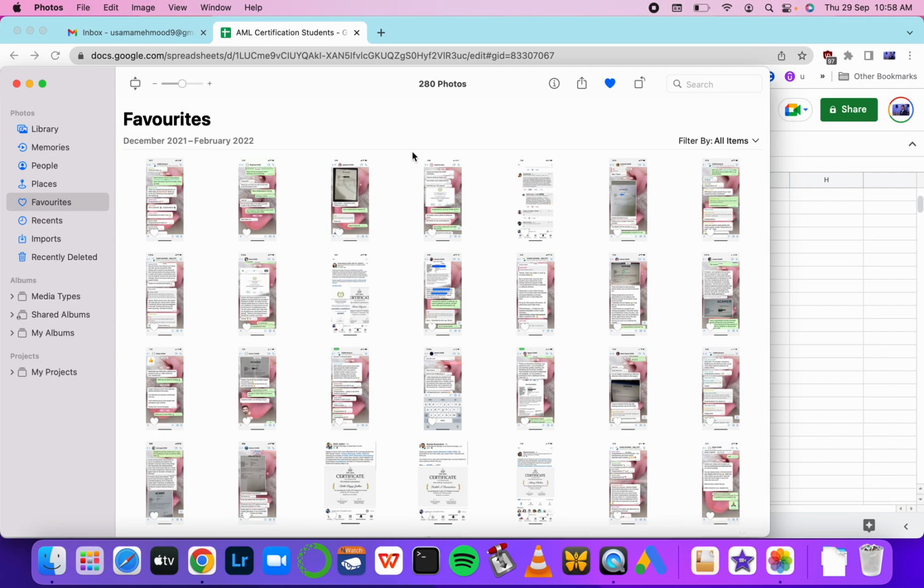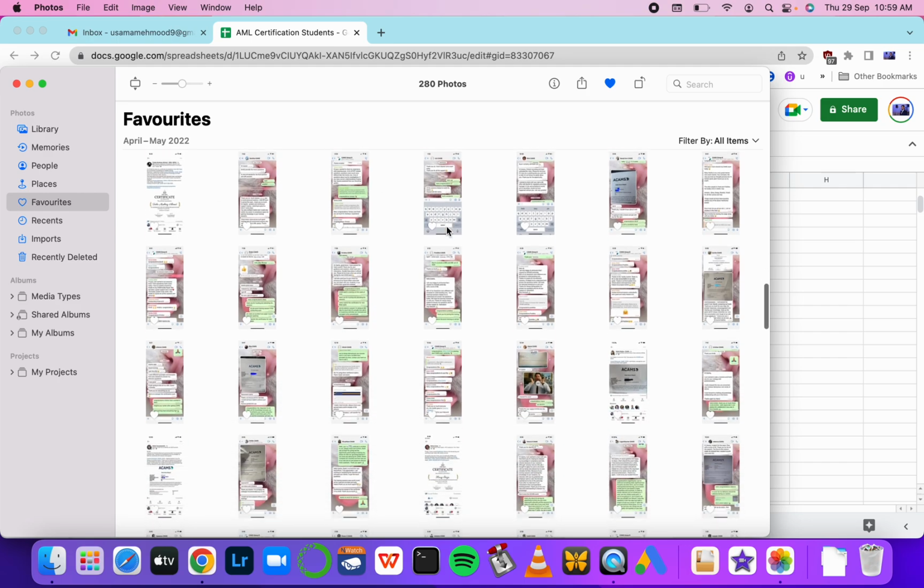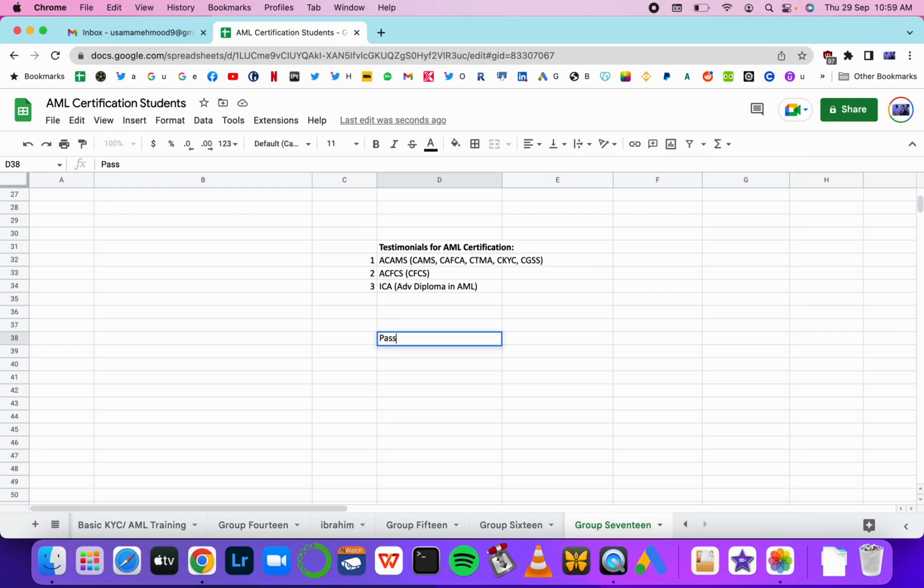Someone basically suggested to me, why don't you share the many pictures and screenshots you have? So whenever someone passed the exam, you're going to see this screenshot, and I want to guide you through what's happening in the next few minutes. Whenever someone passed the AML certification, they send me a message that they passed, or someone who has conducted the AML training sessions.